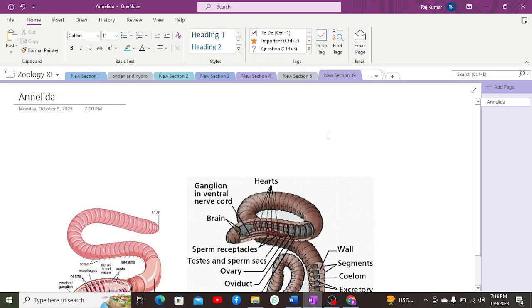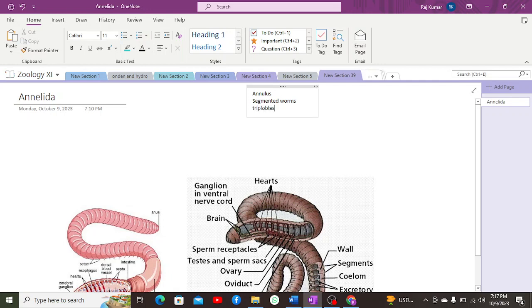Greetings everyone, and today we are going to discuss phylum Annelida. Annelida is derived from the term annulus, which means little rings or small rings. These are known as segmented worms, and apart from this, some general characteristics.